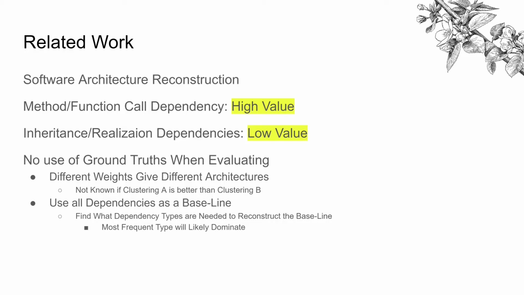One weakness we have found in the related work is that they don't really use any ground truths as defined by experts when they evaluate the different clusterings. So basically we can know that different weights will give different architectures, but we don't know if one of the clusterings is actually better than the other. Another approach has been to use all of the dependencies as a baseline, as a ground truth, and then try to find what types are needed to reconstruct this baseline. In this case, it's likely that the most frequent type will highly affect or dominate the clustering.